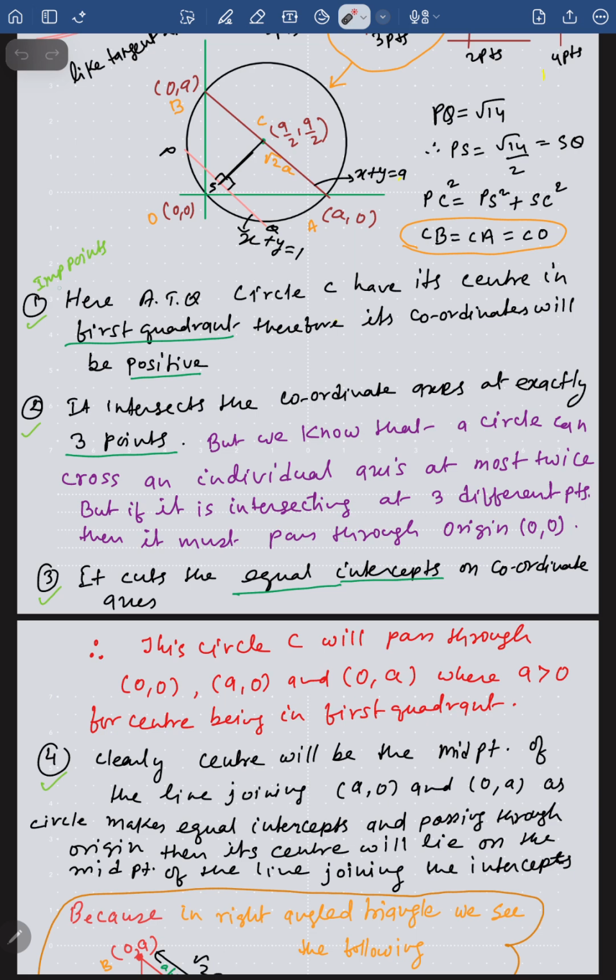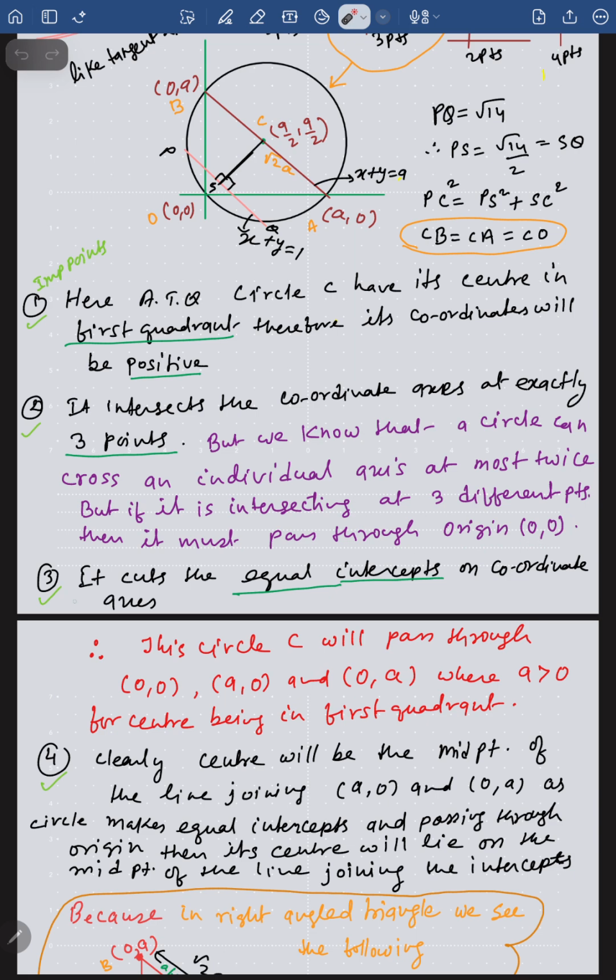Important points to be kept in mind are like this. According to the question, circle C has its center in the first quadrant, therefore its coordinates will be positive. If it intersects the coordinate axes at exactly 3 points, but we know that a circle can cross an individual axis at most 2 points, then if it is intersecting at 3 different points, it must pass through the origin (0, 0).